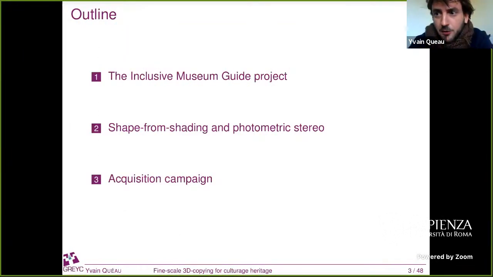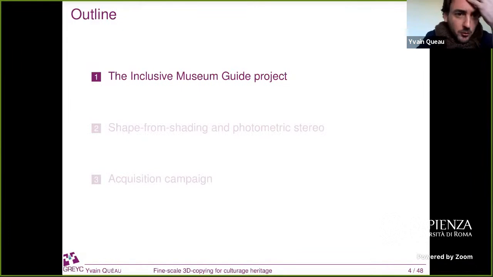So here's the outline of my talk. I will start by briefly describing the context of the project, then introduce the techniques that we use for doing it, and lastly discuss the acquisition campaign that we did last month, actually.